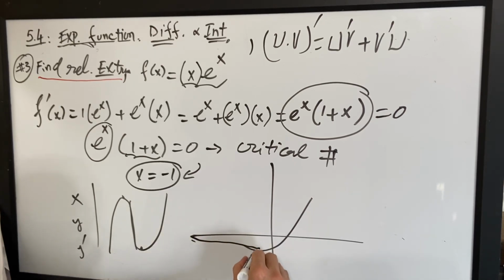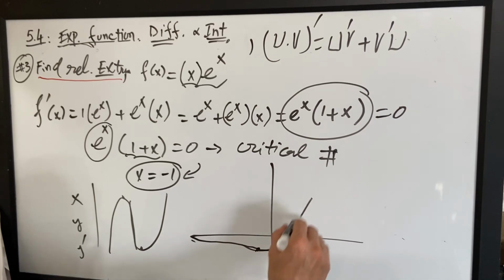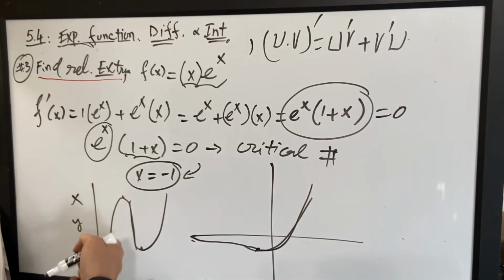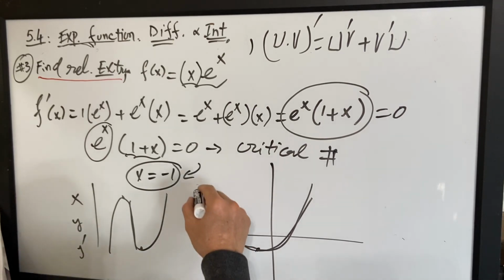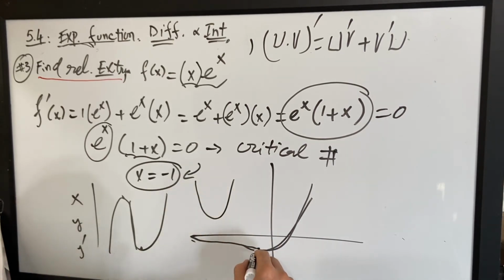Okay, so at that point right there, when you plug into f prime, you will see that it is moving from what? From decreasing to increasing. Therefore, this point right here is called a relative minimum. It is a relative minimum. Okay, just a review for that.